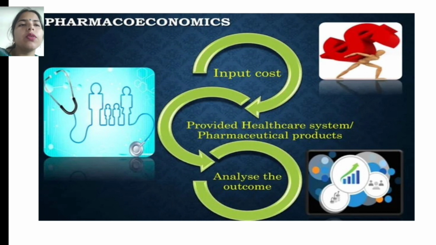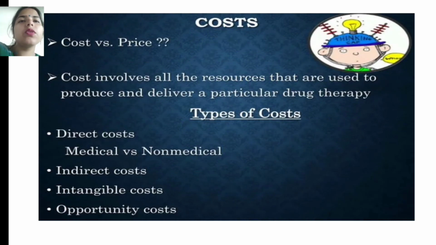Pharmacoeconomic inputs are costs, which the healthcare system and pharmaceutical products analysis turn into outcomes. So these are the pharmacoeconomic inputs. Cost versus price: cost involves all the resources that are used to produce and deliver a particular drug therapy.